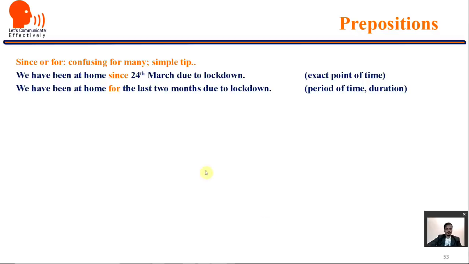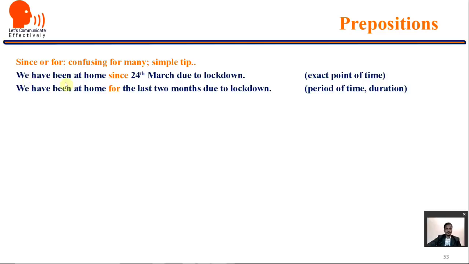Since or for, this is again very confusing for many, but the simple tip is we use since when we are talking about an exact point of time, and we use for when we are talking about a period or a duration.